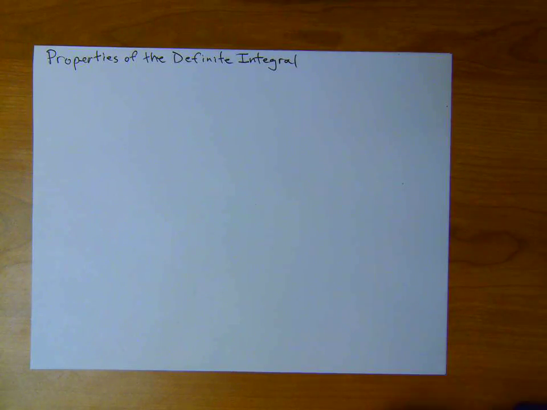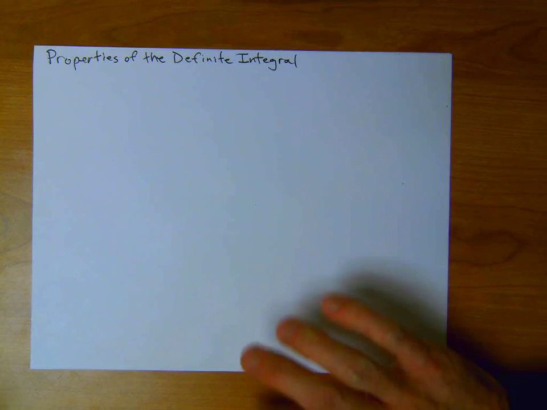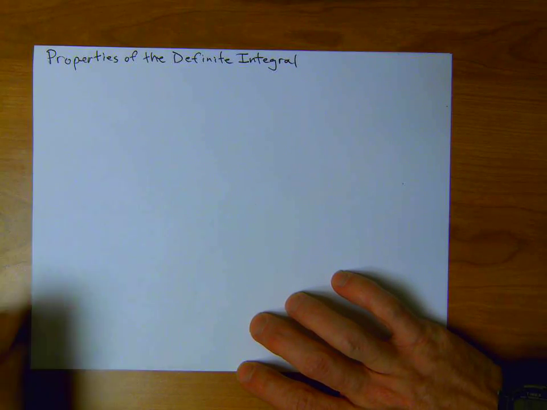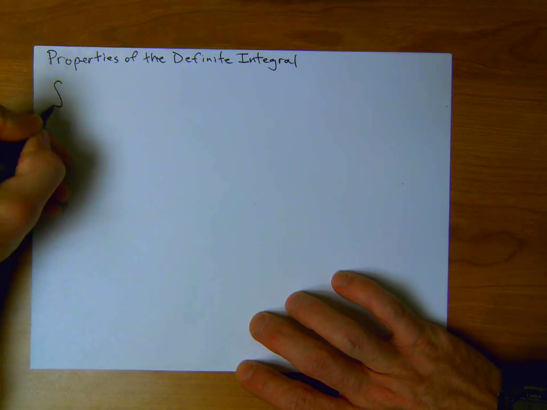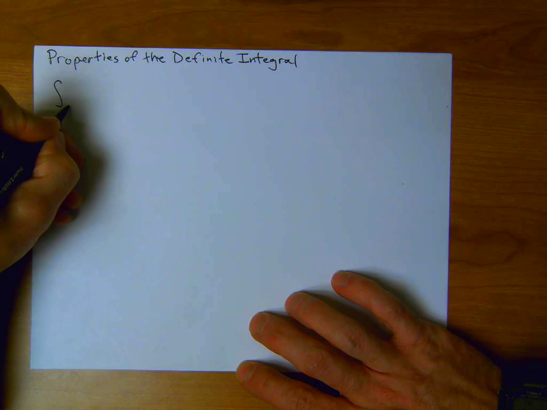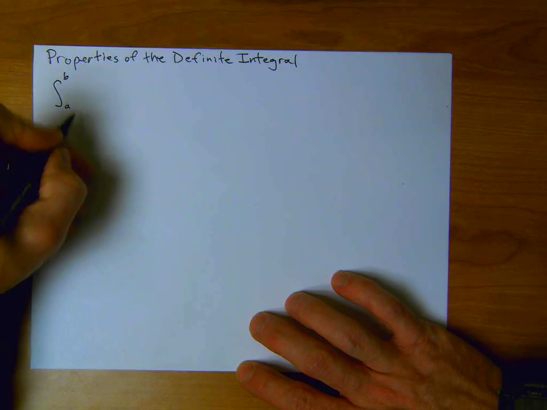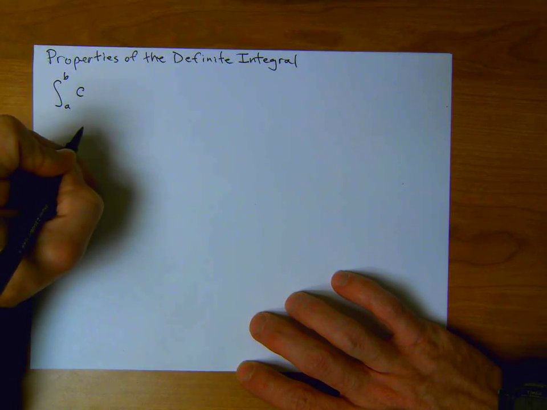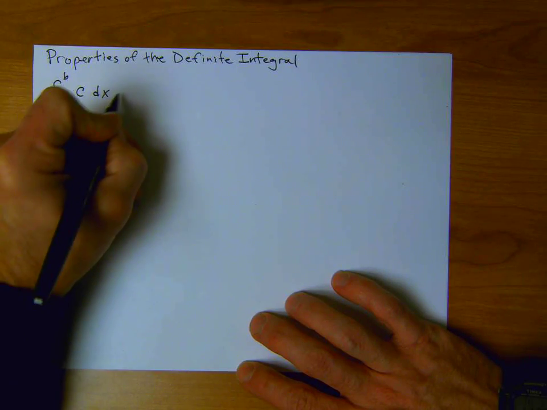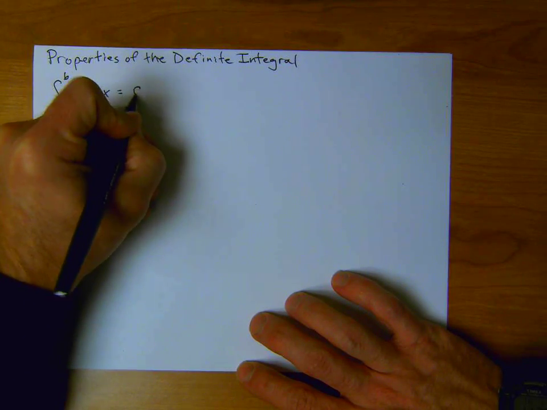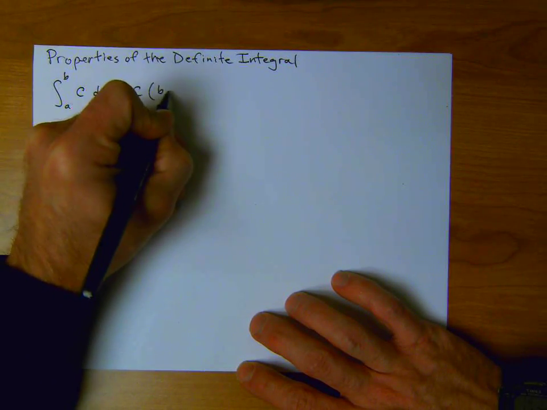Okay, in this section, I'm going to talk about the properties of the definite integral. First, I want to talk about a few that I am not going to discuss in any detail. I just want to list them. So we have this integral from a to b of some constant c dx, and that is just going to be c times b minus a.